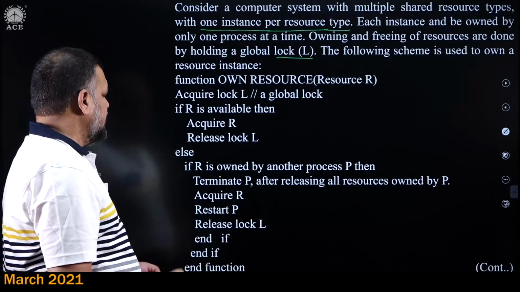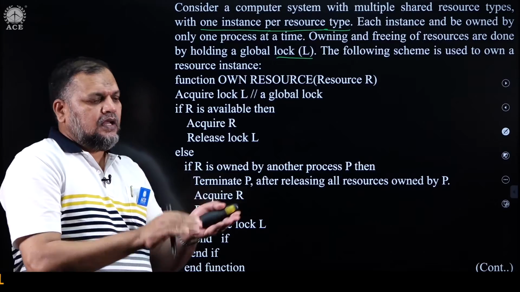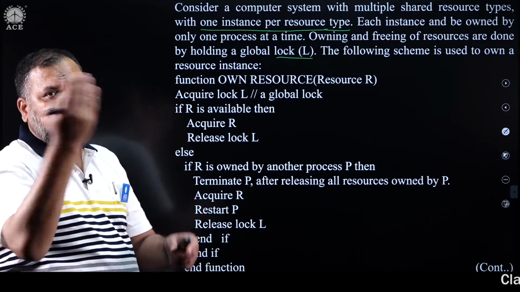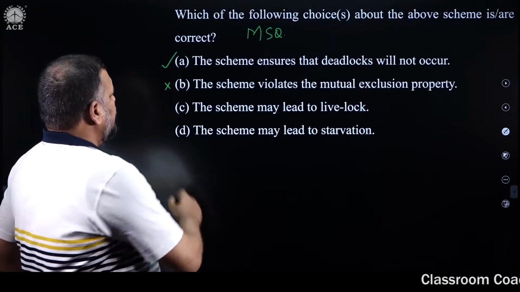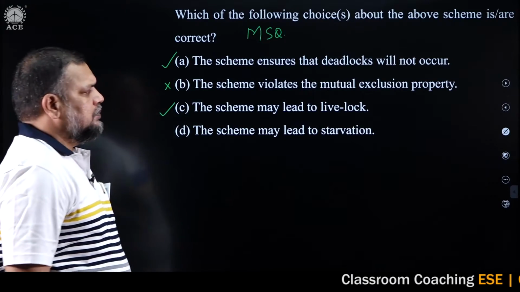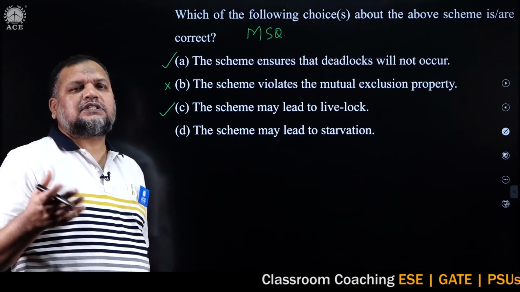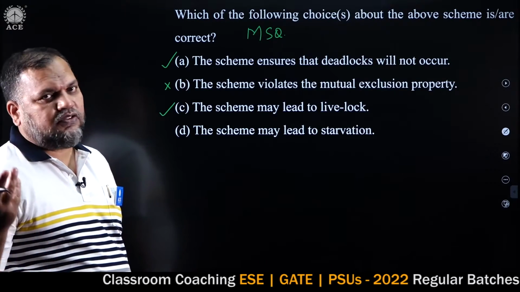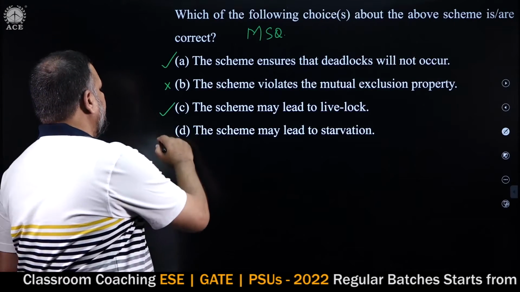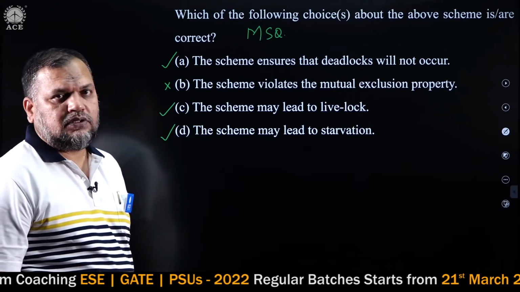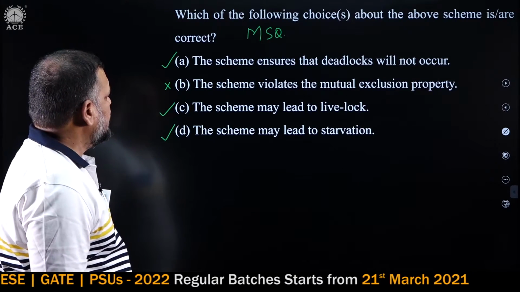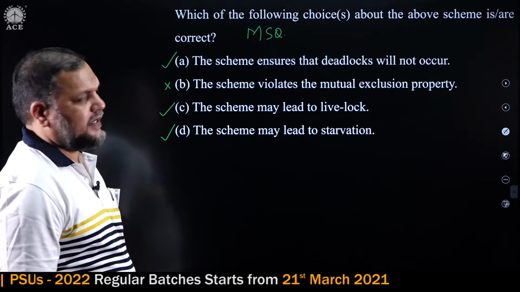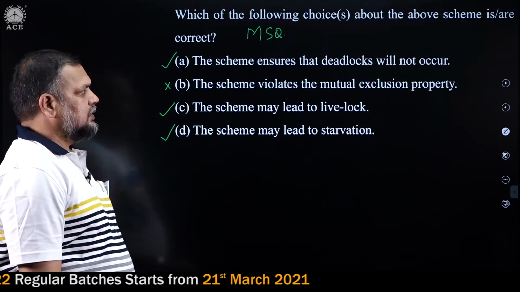Yes, quite possible, because if a process is repeatedly getting killed and then that process will kill the other process, they will be in a livelock situation. So this is also quite possible. May lead to starvation. Yes, if a process is repeatedly getting killed, it may not get completed, so it may starve to complete its execution. Therefore, starvation would also happen with this. So the correct options for this are A, C, D. B is incorrect. That is the answer for this question.